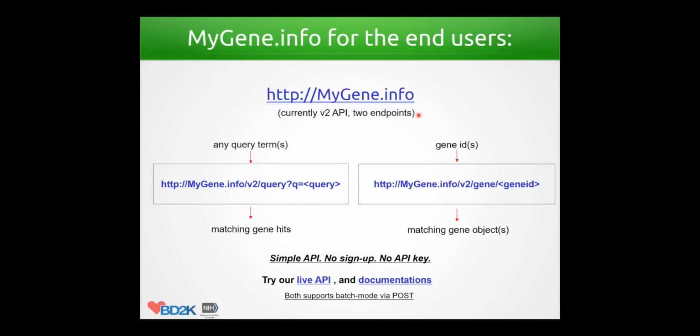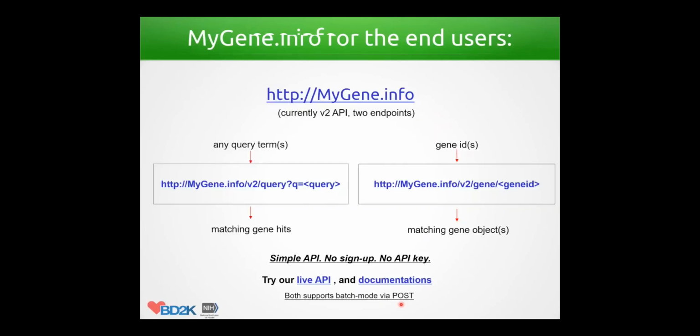Okay, this is the MyGene.info endpoint. It's essentially the same. You can query for matching genes, and you can also retrieve the gene annotation using the gene ID. Here, the gene ID can be either an NCBI gene ID or an Ensembl gene ID. We provide the same style of documentation, and also batch mode via POST request.